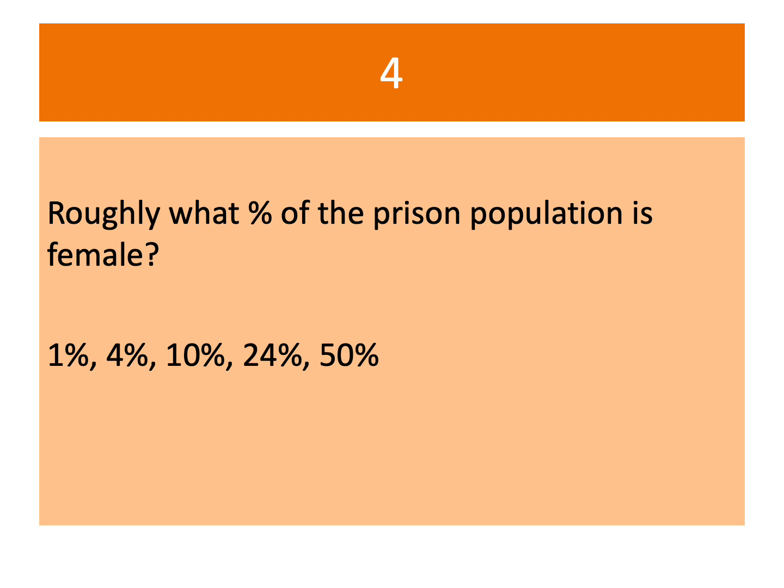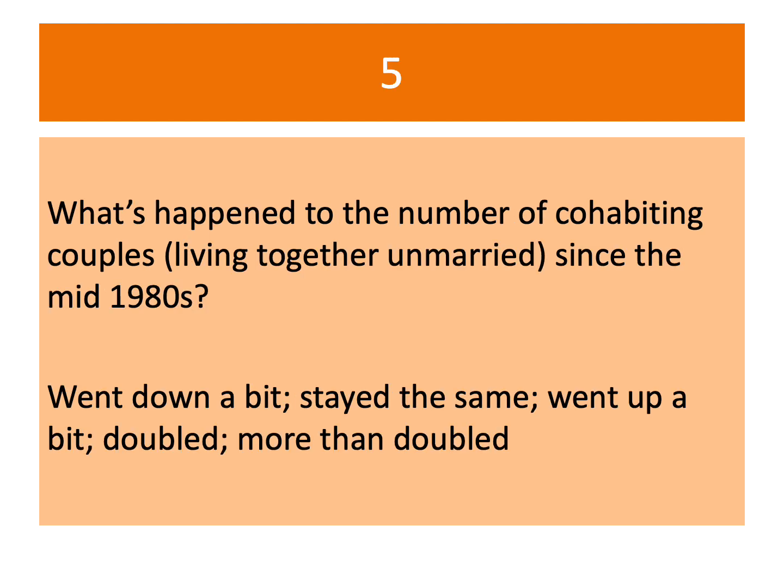Moving on. Question 5 of 8. What's happened to the number of cohabiting couples since the mid-1980s? This refers to couples who live together like a married couple, but they're not actually married. So since the mid-1980s, it went down a bit, it stayed about the same, it went up a bit, it's doubled, or it's more than doubled.